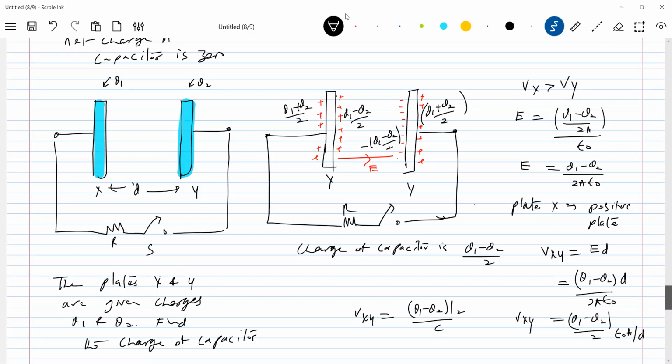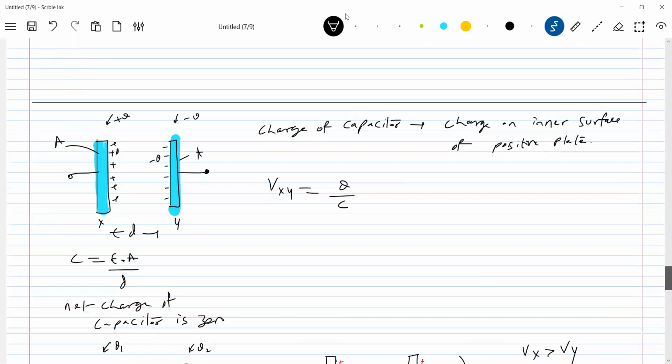So see now, in place of Q, what you got? Q1 minus Q2 by 2. So therefore, the charge of capacitor should be the charge on the inner surface of the positive plate. Got this idea now? Even if you give unequal charges, yes, we can do it, but practically it is not possible. It's very difficult to construct a system like this. This one is possible. How can we give such charges? Just by connecting the capacitor across a cell.